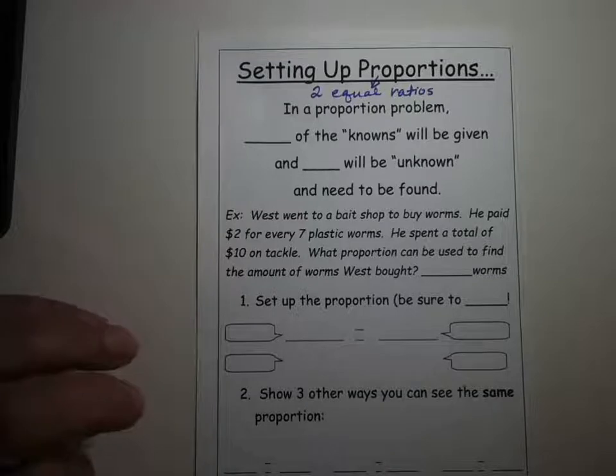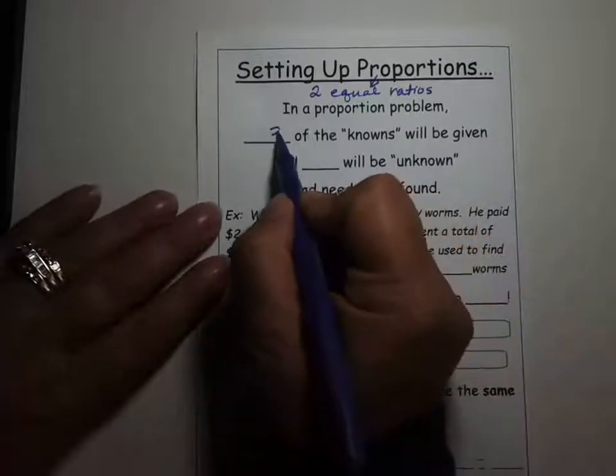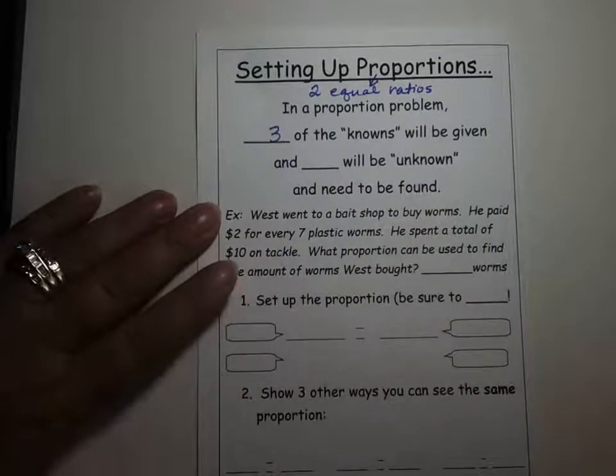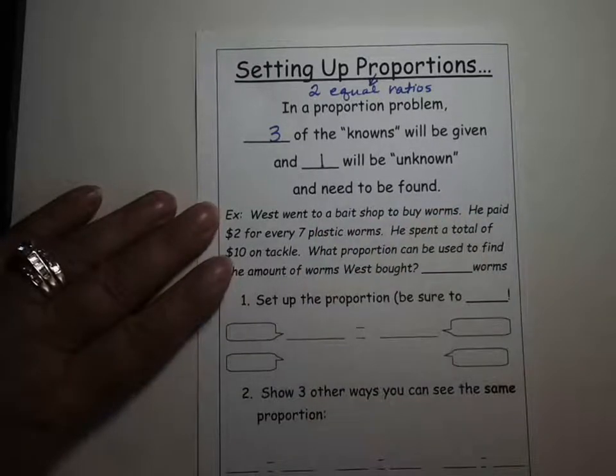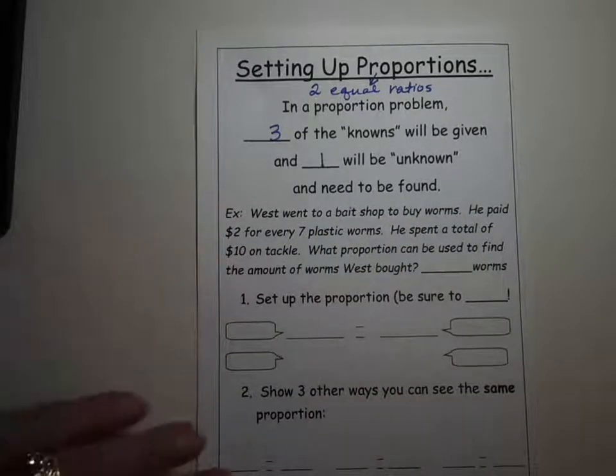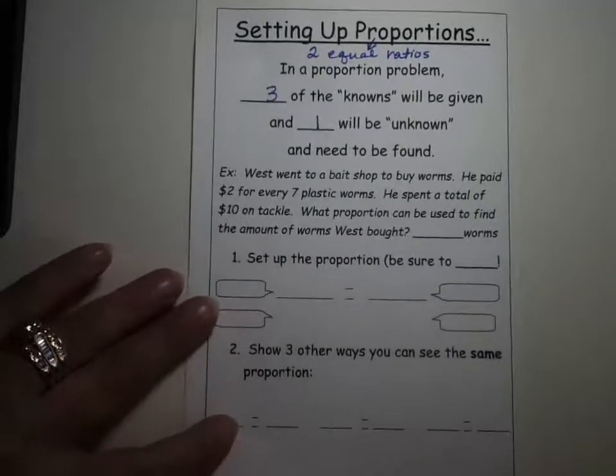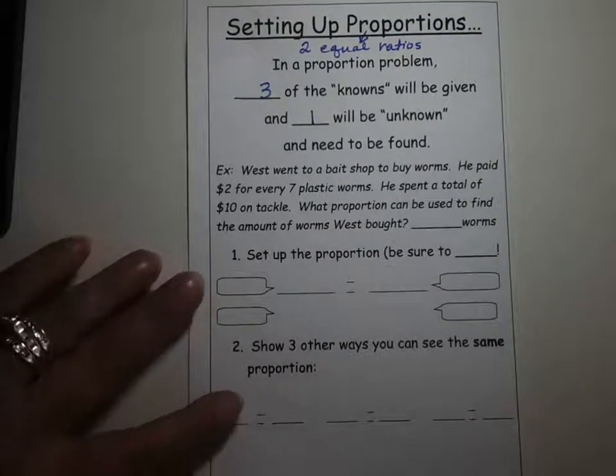So in a proportion problem, three of the four parts will be known to you, and one will not. And that's the one you can find. Okay, so it probably makes more sense if we just solve one.